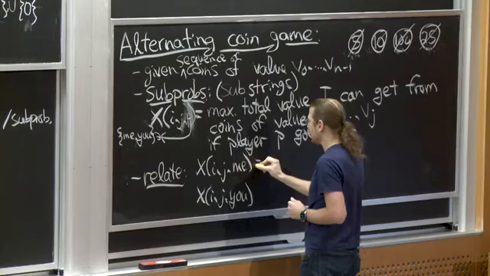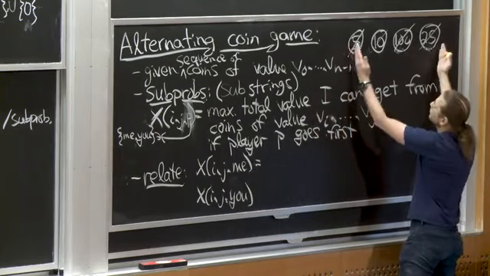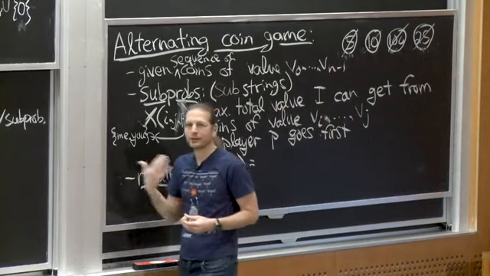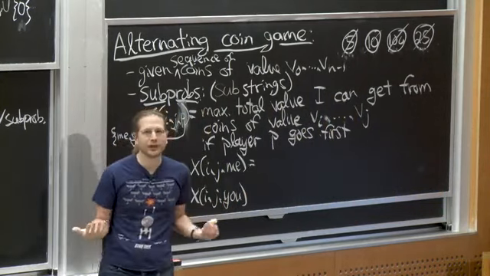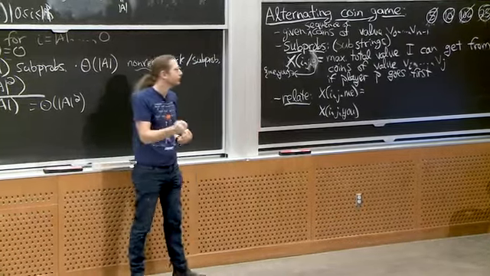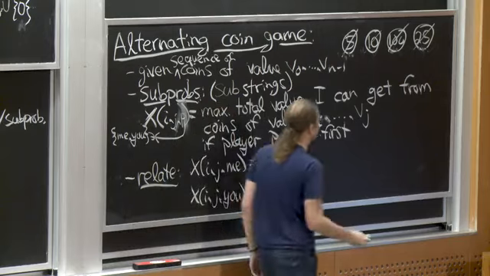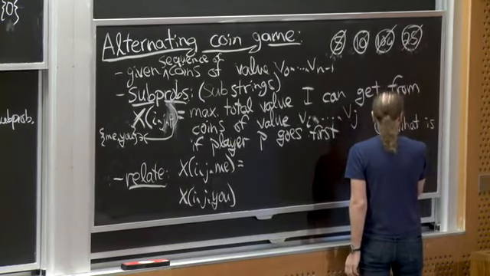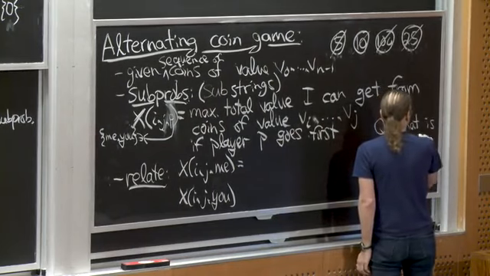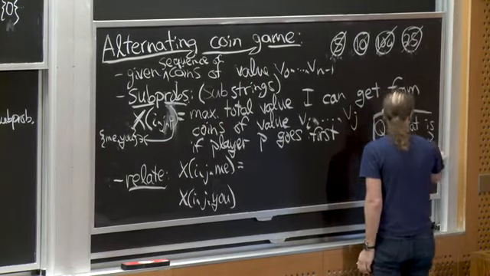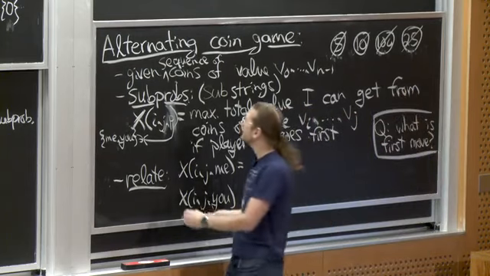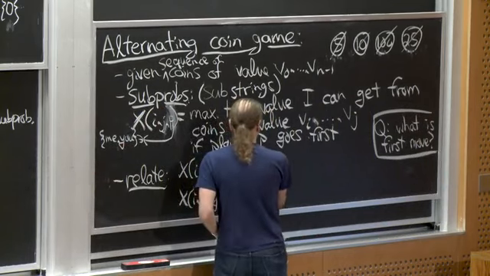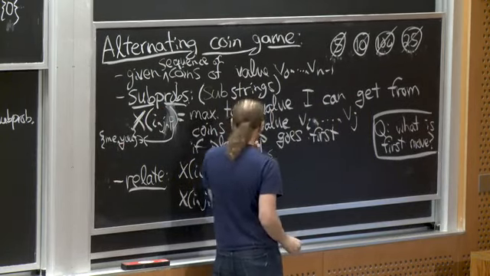So x of ij me: I have some substring from i to j. What could I do? I could take the first coin, or I could take the second coin. Which should I do? That's my question. What is my first move? There are exactly two possible answers to that question, so we can afford to just brute force them and take the max.